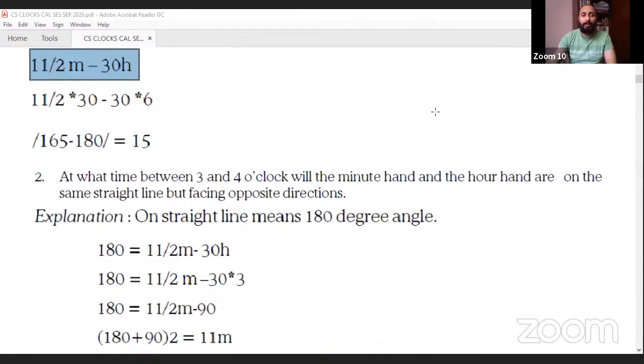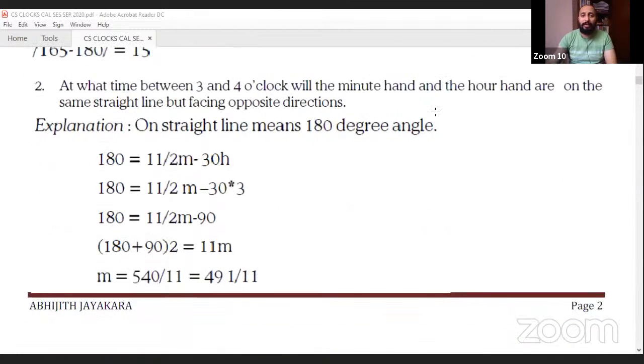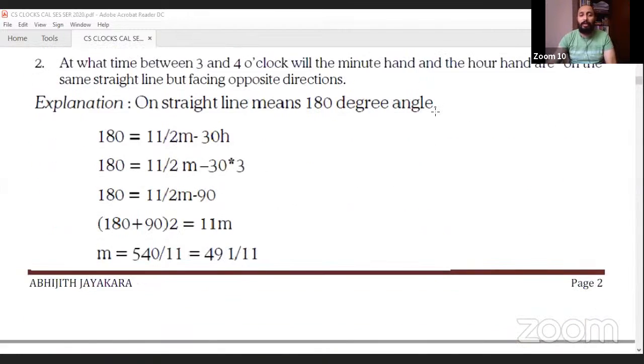Okay. Very similarly, at what time between 3 and 4 o'clock will the hands be in a straight line and opposite direction, not coincide? Coincide means 0 degree. Do you remember? Coincide means this will become 0 degree. Here they have given 180 degrees.